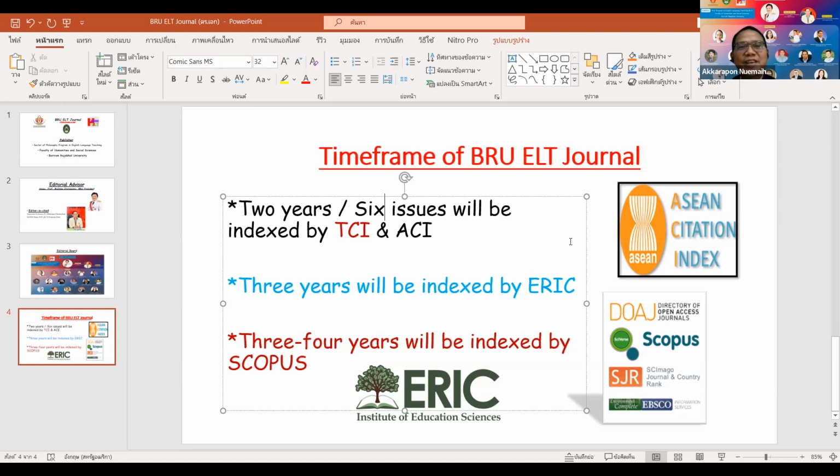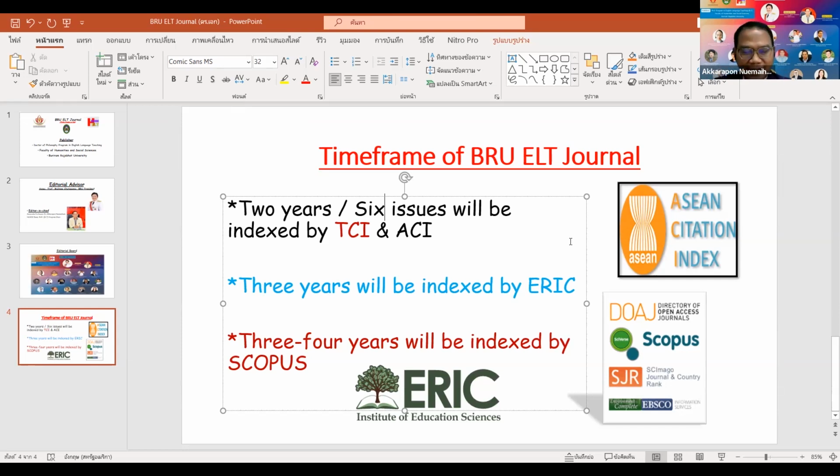And next, within 3 years, we will try our best to get our journal indexed by ERIC. After listening to the explanation given by Assistant Professor Thanis, I think we can do that, based on the guidelines given by our speaker.